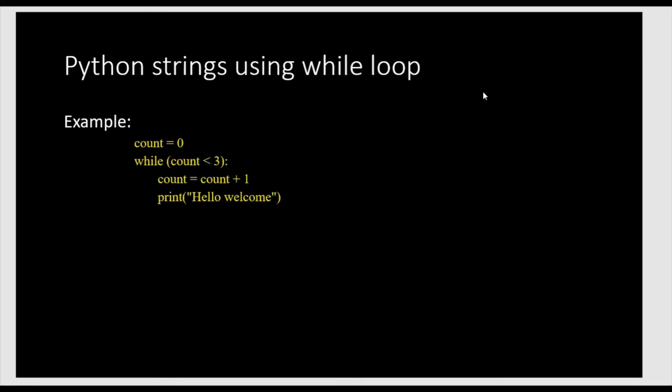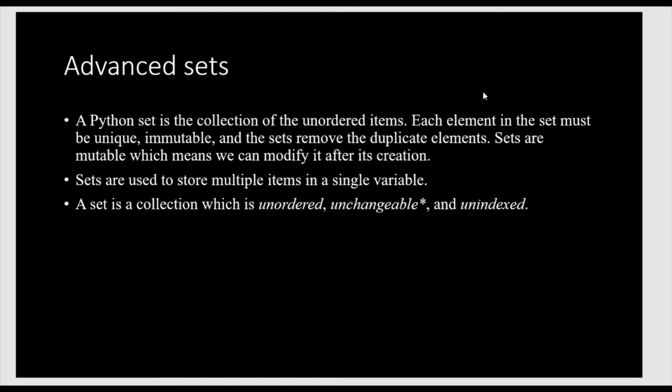And Python strings using a while loop. Count equals 0, initializing the count equals 0. While count is less than 3, count equals count plus 1, print hello. So we can print hello 3 times with that statement, count less than 3. So hello welcome, hello welcome, hello welcome, it will print 3 times.